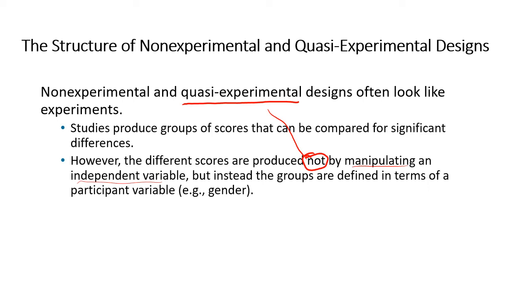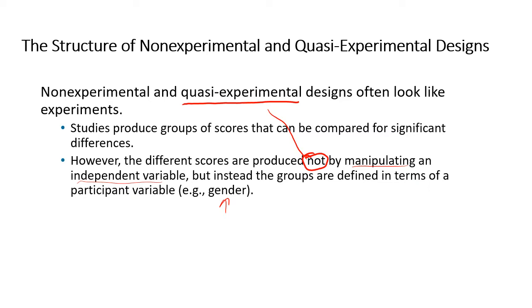A good example here is gender. If we're trying to see if there are differences between males and females, we can't do a true experiment. The closest we can get is quasi-experimental. Now we can make a quasi-experimental study that's basically as strong as a true experiment, but it's not technically a true experiment, because we can't assign people to gender.